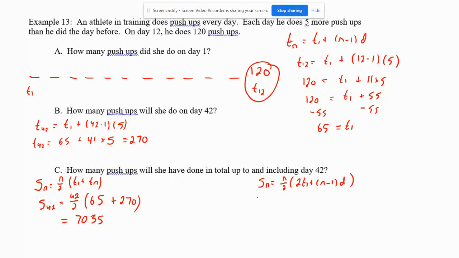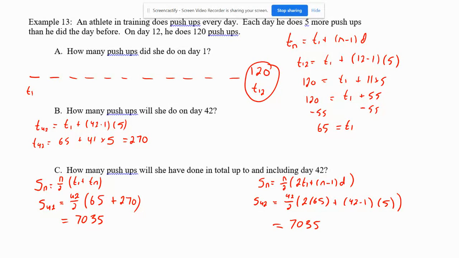If I use my second formula here, I have S42 equals 42 over 2, bracket 2 times 65 plus 42 minus 1 times my common difference, which is 5. And I'm going to put this expression in my calculator: 42 divided by 2, bracket 2 times 65 plus bracket 42 minus 1 times 5 also gives me an answer of 7,035. Okay, so we can use either formula over here.